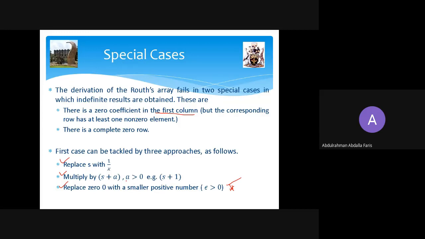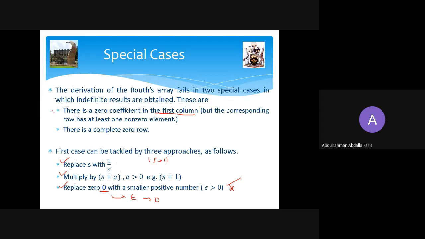Or you multiply that characteristic equation with something like s plus 1 on both sides, left and right. Obviously, from this you'll get a new polynomial characteristic equation where you can proceed now. Another method is to replace that zero with a small number epsilon, and then after formulating all the table till the last item, you set this epsilon to zero. You'll see this in a minute in terms of an example.